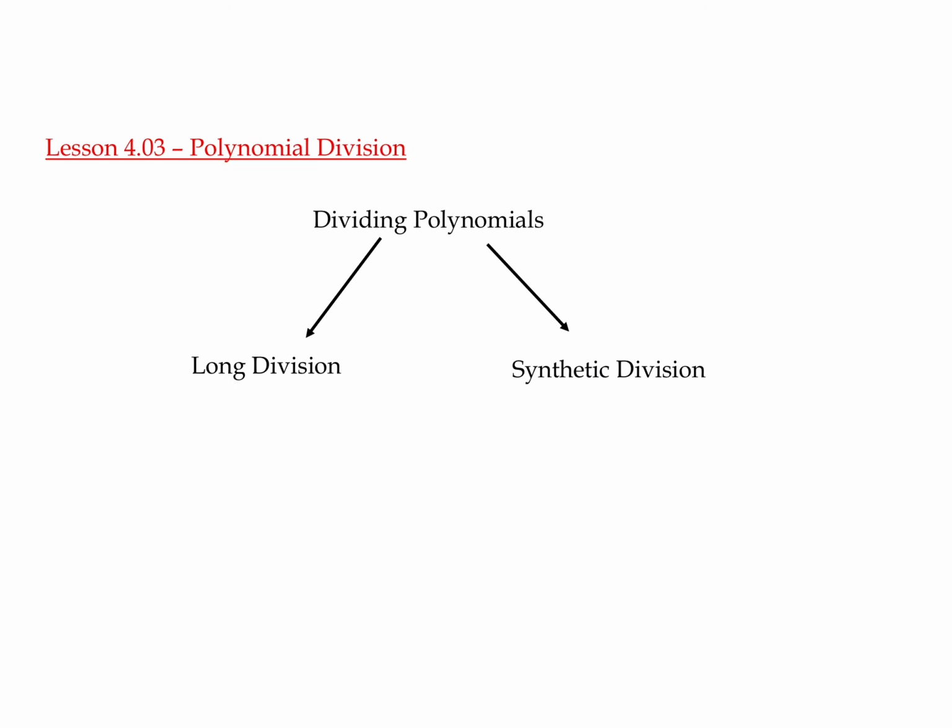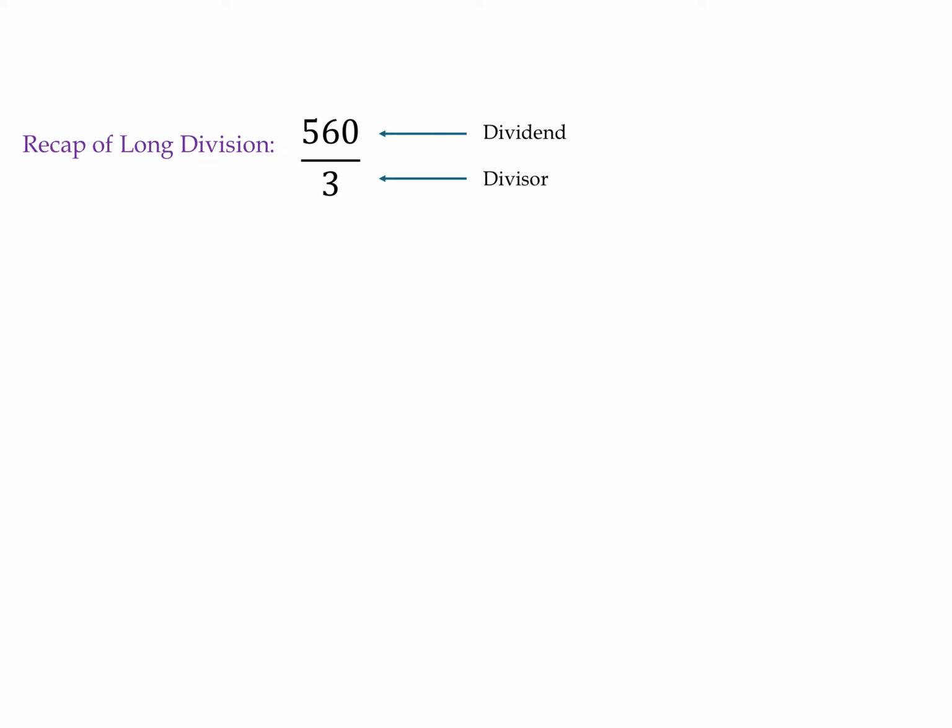All right, what we're going to be doing is looking at polynomial division. There are two ways that you can divide polynomials. You can divide by long division or what is called synthetic division. Let's just review long division. We're going to take the dividend, and it's going to go under the division symbol. We're going to divide by 3. 3 will go into 5 one time. We multiply 1 times 3 is 3 and subtract. We get 2 and we bring down the 6.